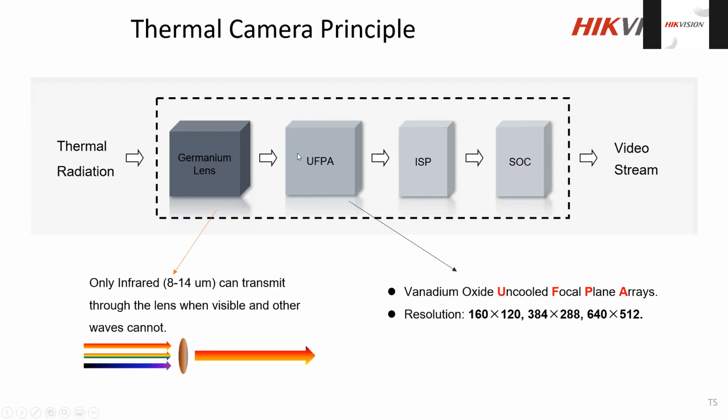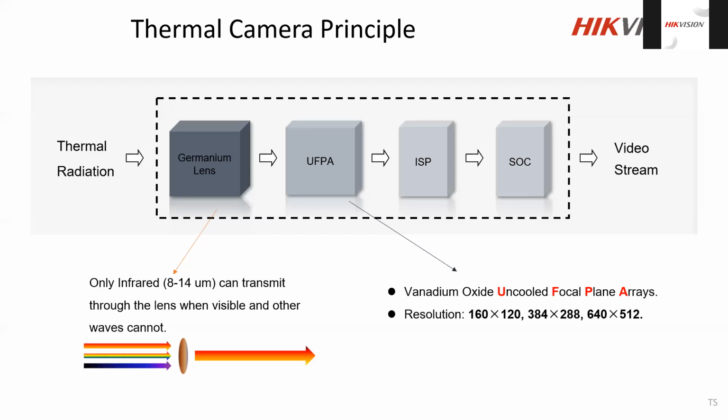After this focal plane array captures the infrared waves, the data is sent into an image signal processor, the ISP. The ISP's responsibility is to take these signals in and convert them to some form of digital output. And the SoC is responsible for converting that digital data into a stream, so we can receive it as a video.